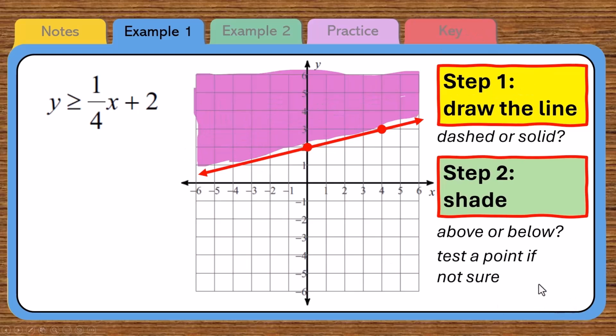Take a test point and check. Put it into this inequality and see if you get a true statement or a false statement. The area that is true, you would shade. The area that is false, you would not shade. Now, when you pick a test point, pick something easy.